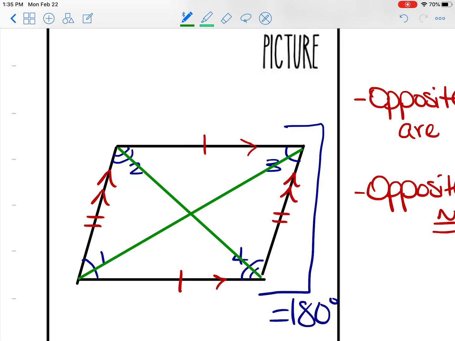Diagonals are not congruent, but they do bisect each other. Remember, bisect means cut in half. So we know that this piece right here is congruent to that piece, the 3's. And this piece right here is congruent to that piece. Notice I put the 3 and the 4 tick mark because I'd already used the 1 and the 2 on the outsides, and I didn't want you to think any of those are congruent.